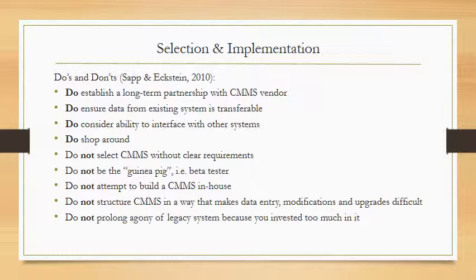Do ensure data from existing system is transferable. In other words, before even purchasing the CMMS, ensure that the legacy system and its data can be transferred accurately and easily. Do consider the ability to interface with other systems, again, in advance. This is crucial, and that's why you should involve the IT department as well as management and other users to discuss this beforehand. And also do shop around. Do not immediately lock into one vendor and their product, but try several vendors and see which one best suits your needs.